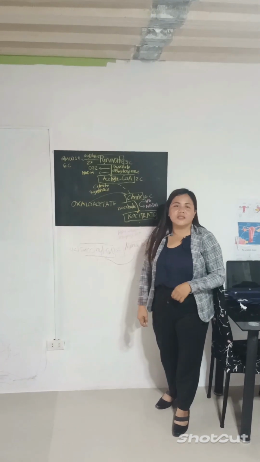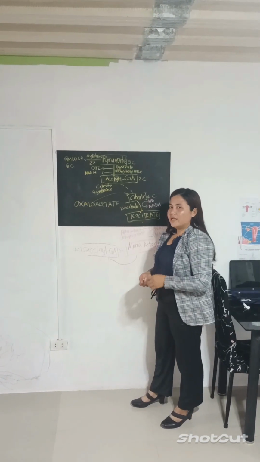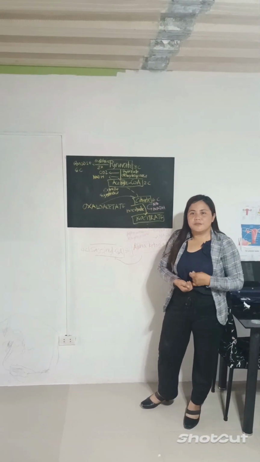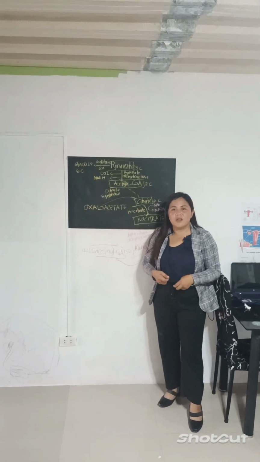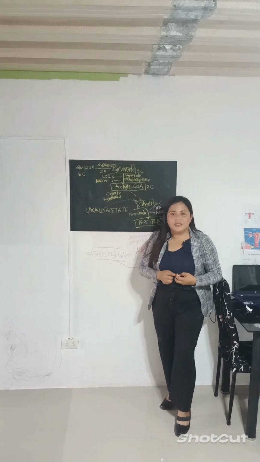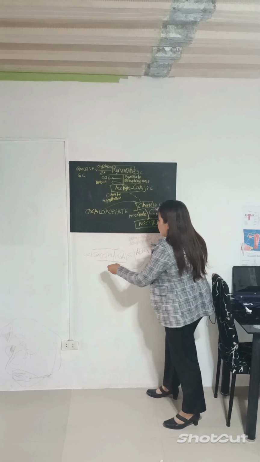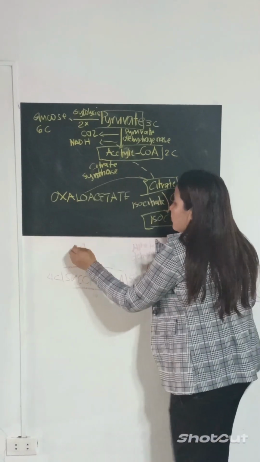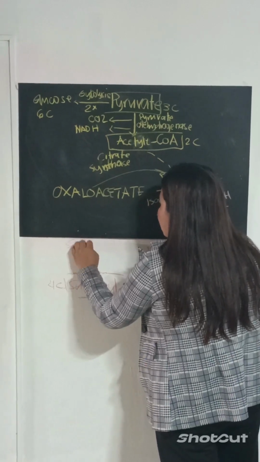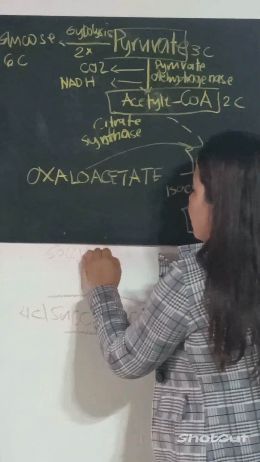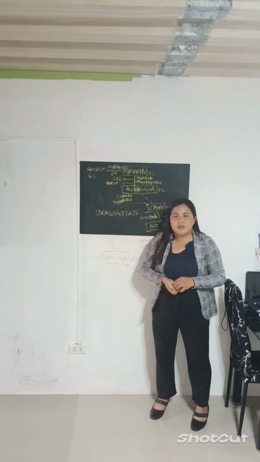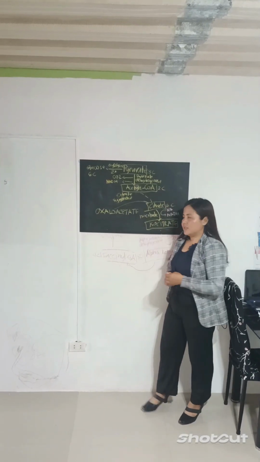Succinyl-CoA is converted into succinate by the enzyme succinyl-CoA synthetase, and in this reaction a molecule of GTP is generated. Then succinate is converted into fumarate.